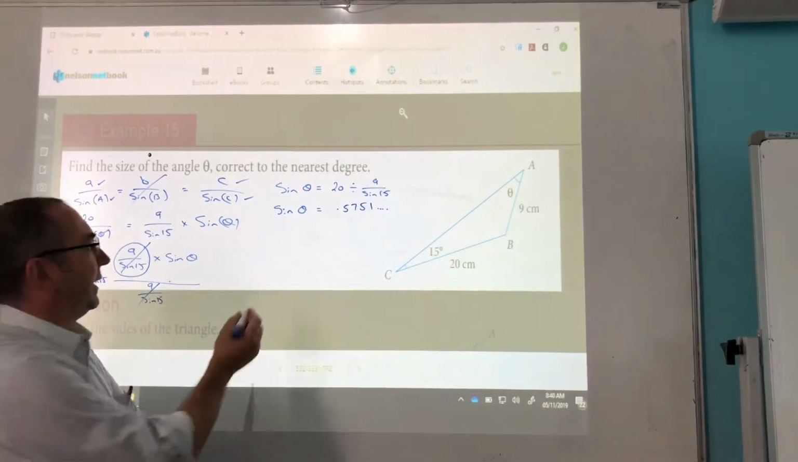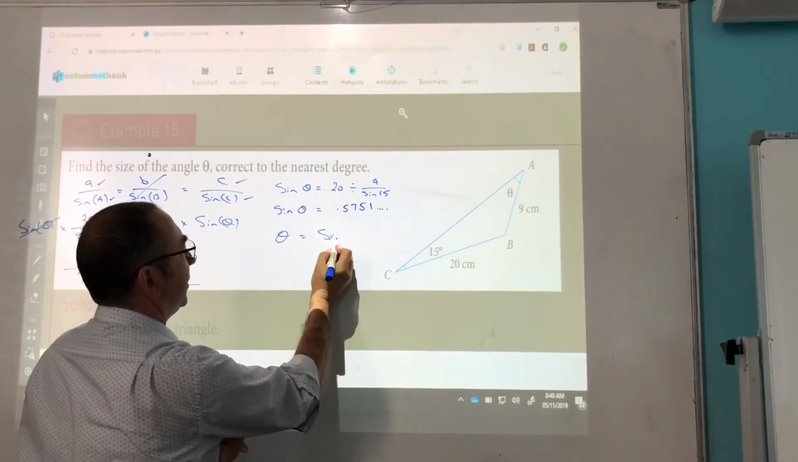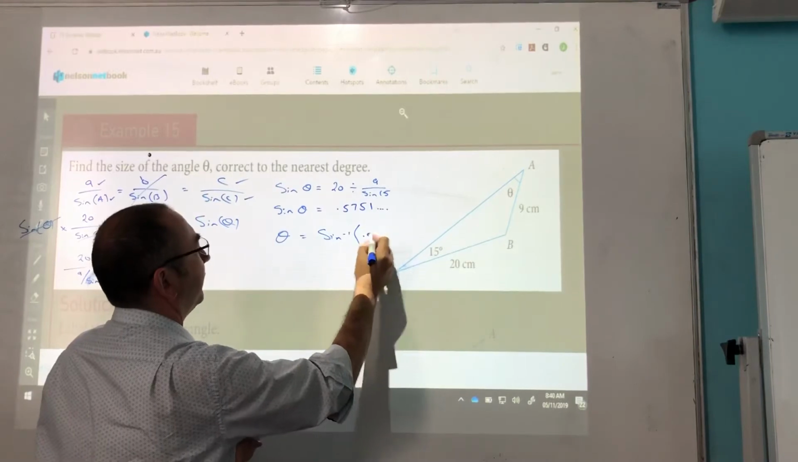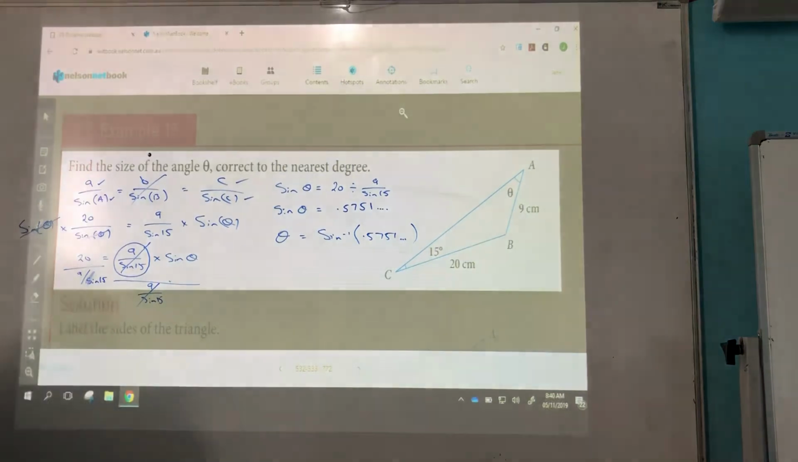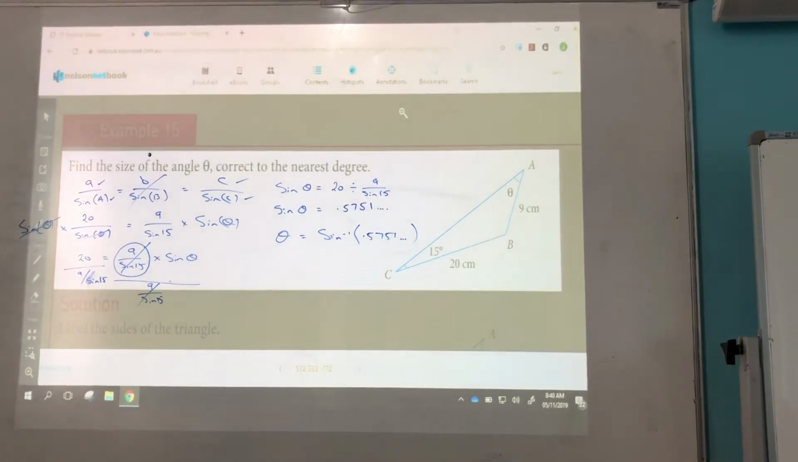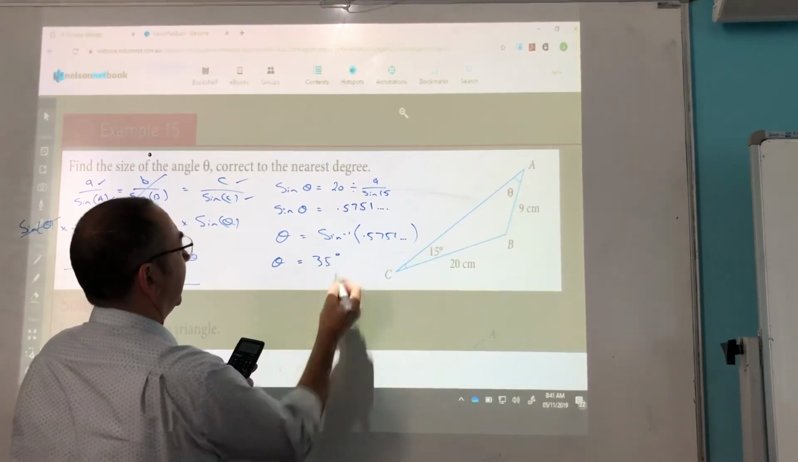Now to get theta, theta is going to be sine to the minus 1 of 0.5751. I've kept that value in my calculator, and hopefully I can do an inverse sine of that. Just give me a second. So sine to the minus 1 of the answer gives me 35.11 degrees, and it wants it to the nearest degree. So theta equals 35 degrees.